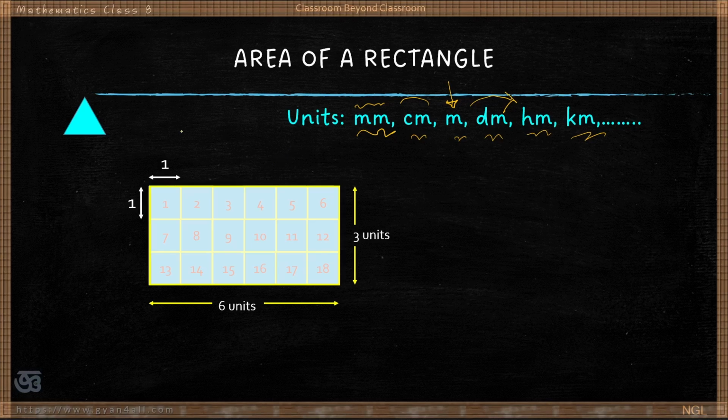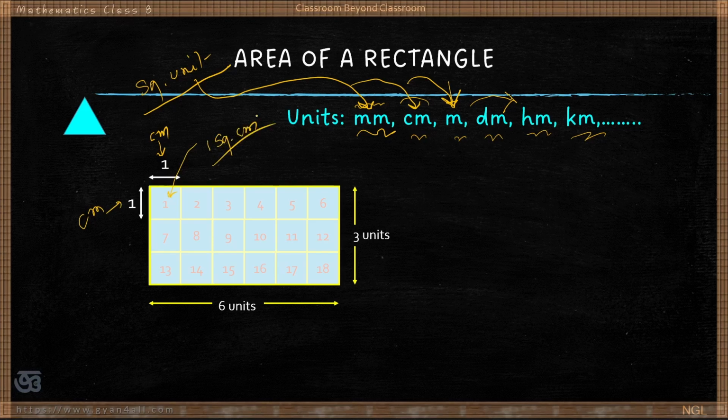Now, unit of area is square unit. That means this unit may be millimeter or centimeter or meter, and it depends. If we measure in millimeter, then the unit of area will be square millimeter, or millimeter square, or centimeter square. So if this one unit is say centimeter and this is also centimeter, then the area of the small square will be 1 square centimeter or centimeter square. So area of this whole rectangle is equal to 18, 6 multiplied by 3 square centimeter.